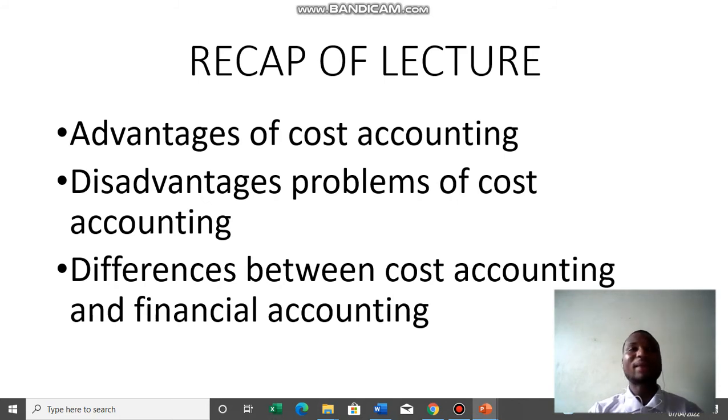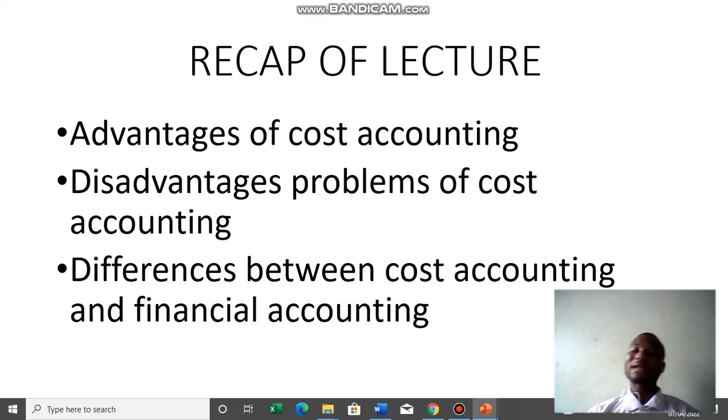Cost accounting normally deals in sections. It can deal with the individual, the job, the process, or the service. Financial accounting deals with the whole activity of the organization. When it comes to cost accounting, we are looking at actual costs and estimated costs. Financial accounting is looking at the entire performance of the organization. So these are some of the differences associated with cost accounting and financial accounting.